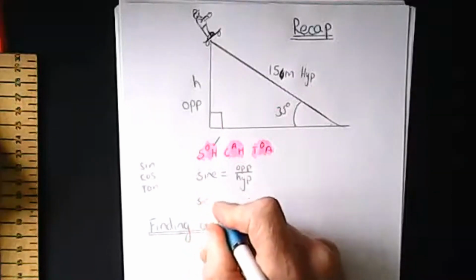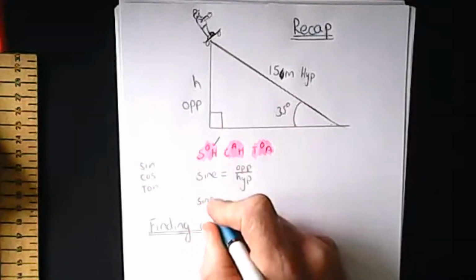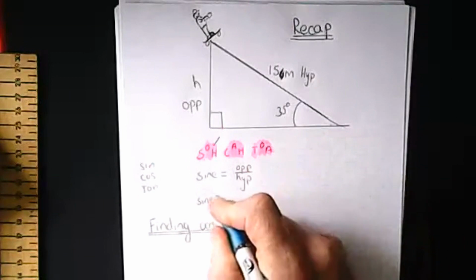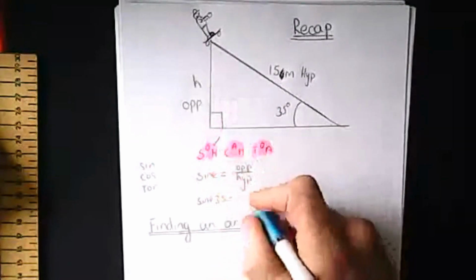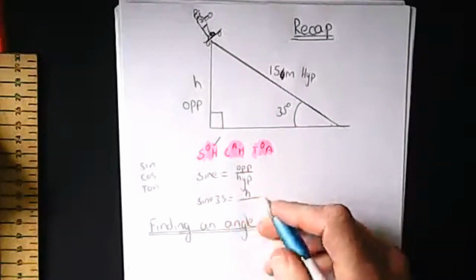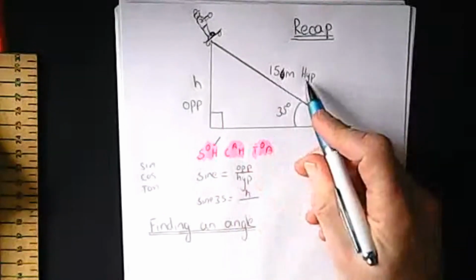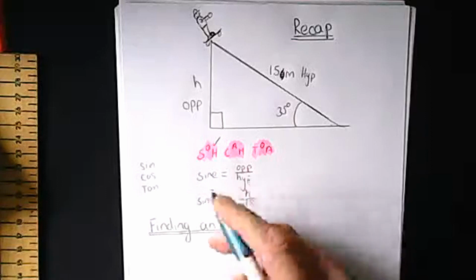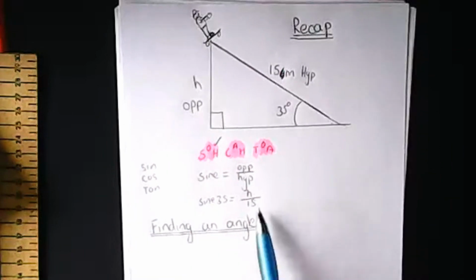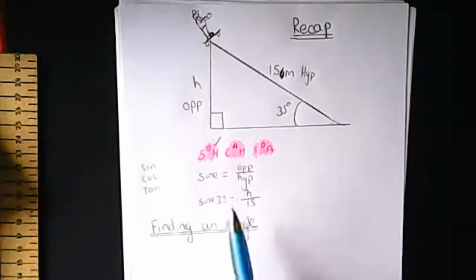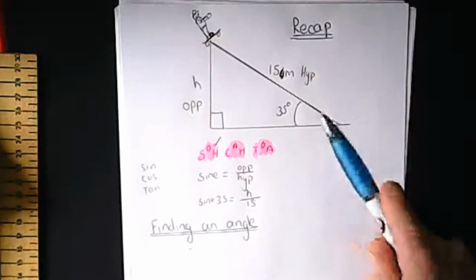Sine, or sin of the angle 35 equals opposite, I don't know what that is, so I'm going to leave it as an H, divided by 15. And you can see that O means that's the highest one, which is the H there. Now at this point, we can figure out what to do next, and that's 2 marks, and every single trigonometry question is the same.